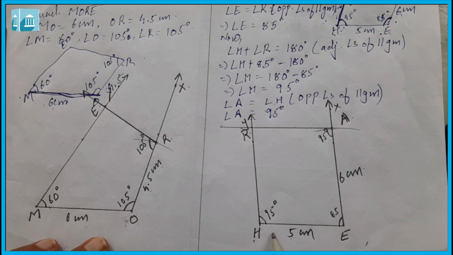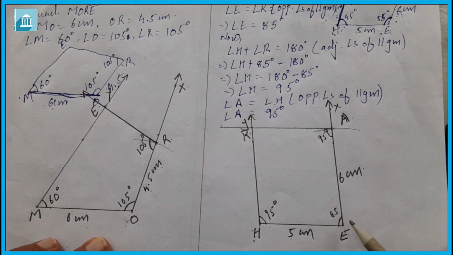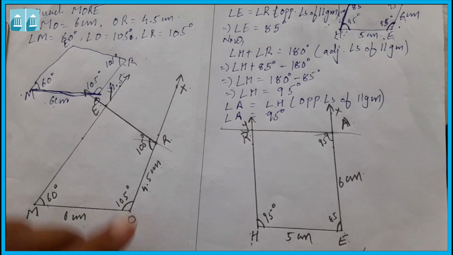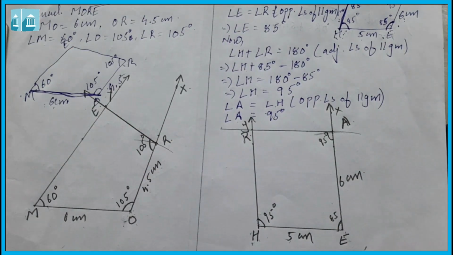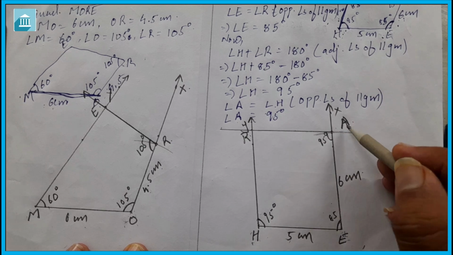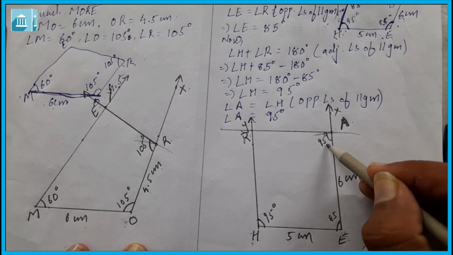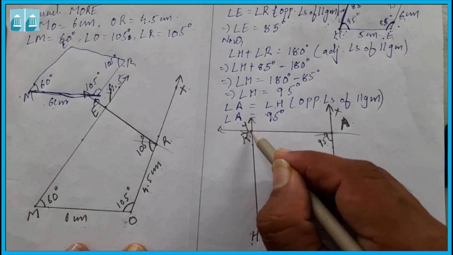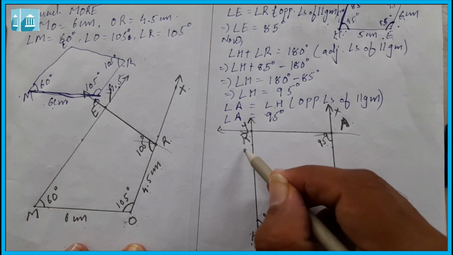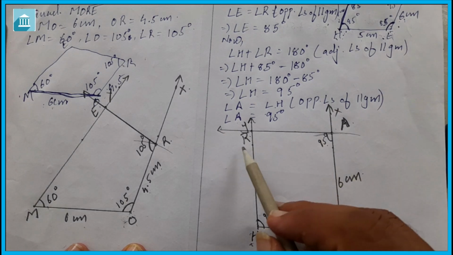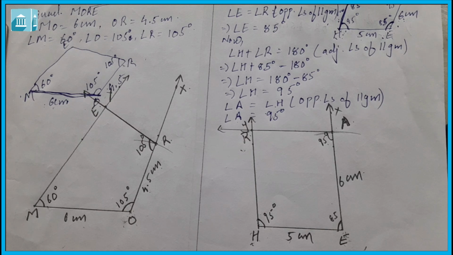Here we can see that first we had drawn HE, then angle HEX and angle EHY. This is 85 degree, this is 95 degree. This is how we got, we had done here. Now in the same way we had drawn EA is equal to 6 centimeter and angle A is equal to 95 degree, and when it intersects these two, it is R. So we got this quadrilateral HEAR, which is required.